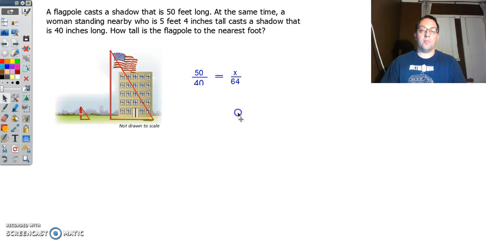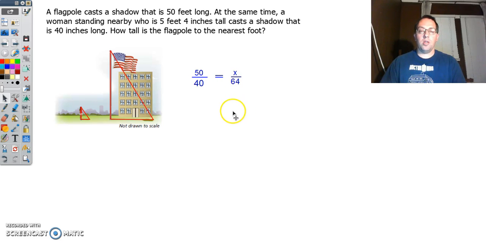So let's set up our proportion. We've got a 50-foot shadow over a 40-inch shadow equal to a flagpole, which we don't know how tall that is, and 64. Where did this 64 come from? Well, that came from this 5 foot 4 inches. Since our shadow is in inches, we converted the woman's height from feet to inches. Since this one's in inches, change that one to inches.